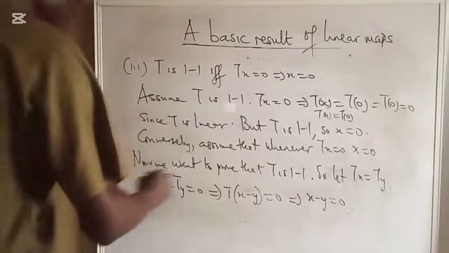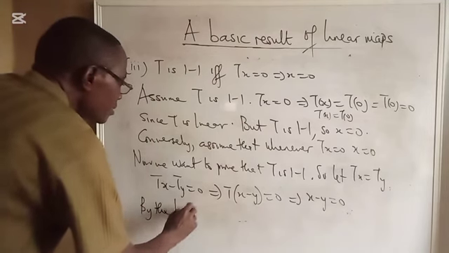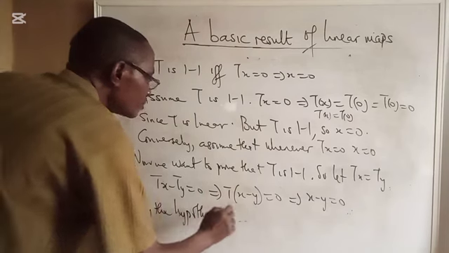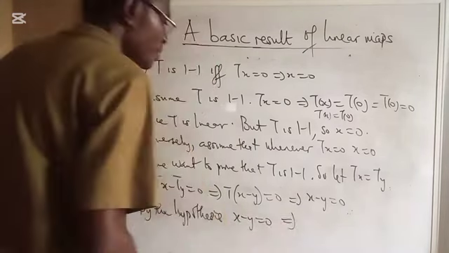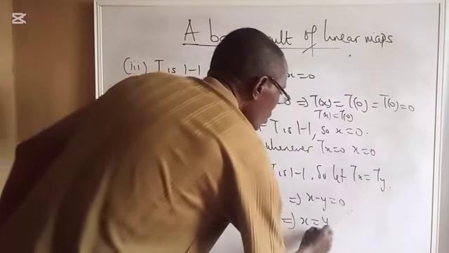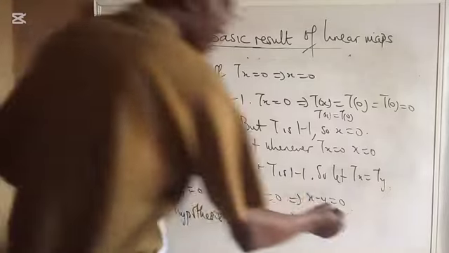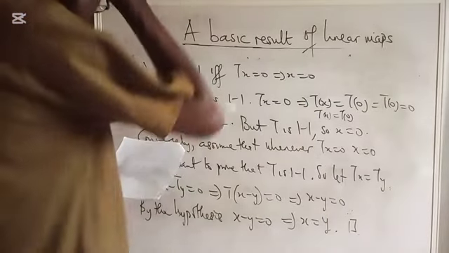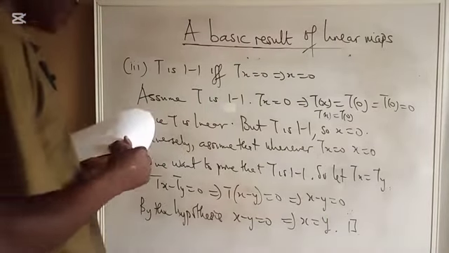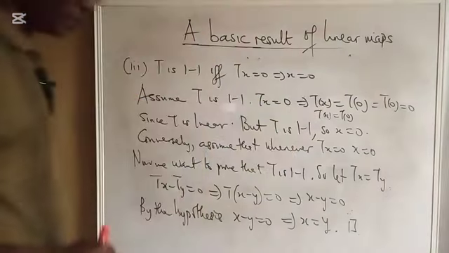Beautiful. So by the hypothesis, X minus Y becomes 0, which implies X is equal to Y. And when X is equal to Y, what are we saying? The proof has been established, because our proof is to show that T is 1 to 1 if and only if this condition is satisfied.